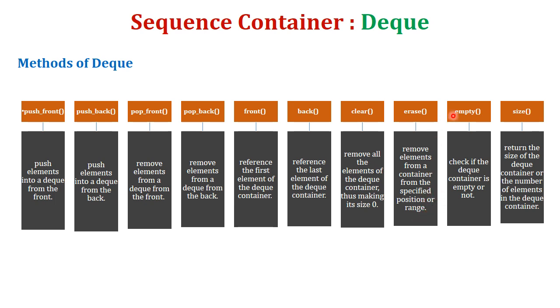And next one is empty. It checks whether the deque container is empty or not. And next one is size. It will return the size of the deque container, or the number of elements in the deque container.